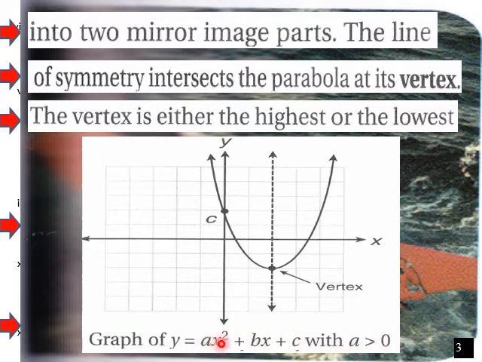With a greater than 0, that's what your parabola will look like. This is an example here. Here is your line of symmetry here.